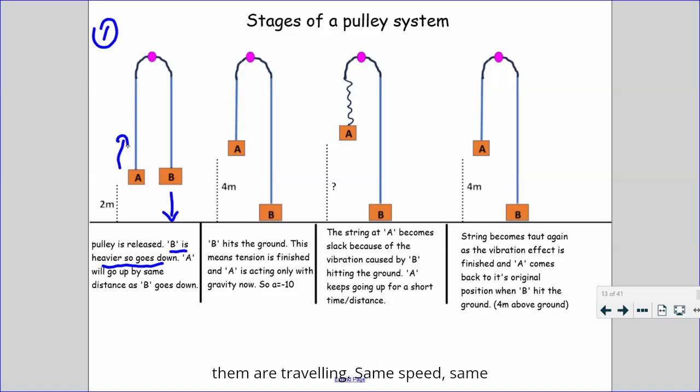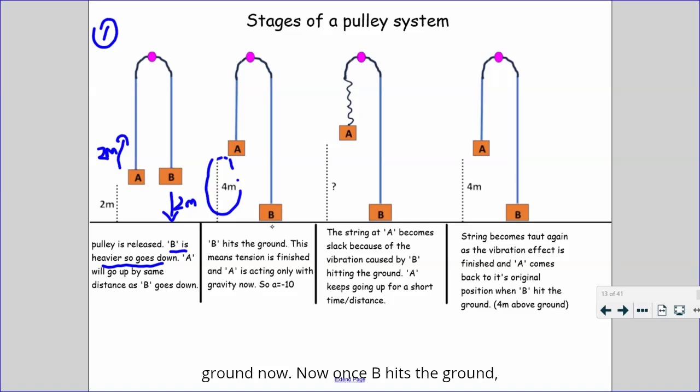Now both of them are traveling at the same speed, same acceleration. That means they will travel the same distance. Okay, so B goes down in this situation. B will go down by 2. Right, that means A will go up by 2. Okay, so what that means is once B hits the ground, it's gone down by 2. A went up by 2. So A is now a total 4 meters above the ground. Right? And B is obviously at the ground now.